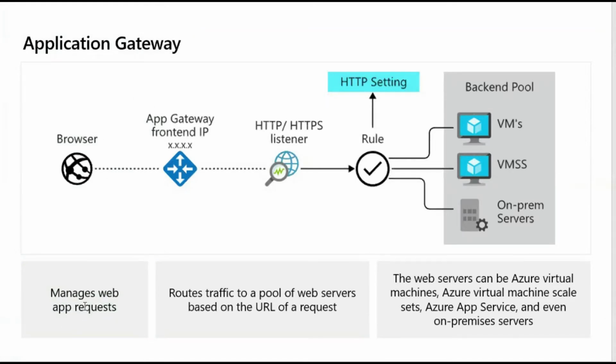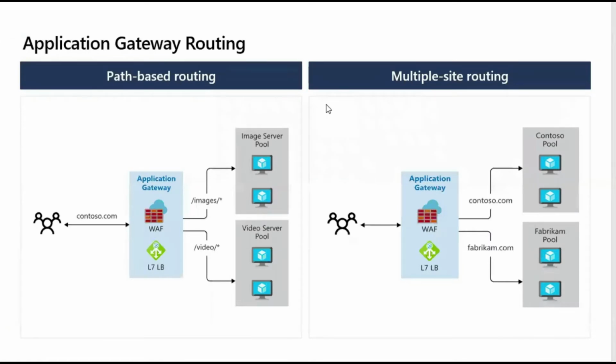Application Gateway manages web app requests and routes traffic to a pool of web servers based on the URL of a request. The web servers can be Azure virtual machines, Azure virtual machine scale sets, Azure App Services, and even on-premises servers. So it can direct to any of the locations. So when traffic comes, when they want to access some applications, this application gateway will direct the access to a particular application. It could be inside a VM, it could be a set of VMs, it could be on-premises servers. So it will direct the traffic based on the rules. This is more on the application management side.